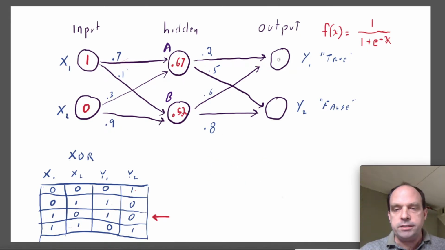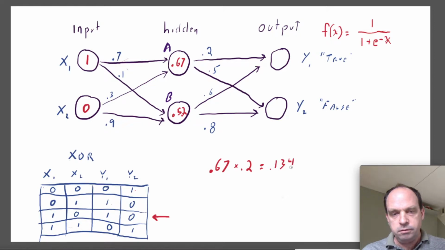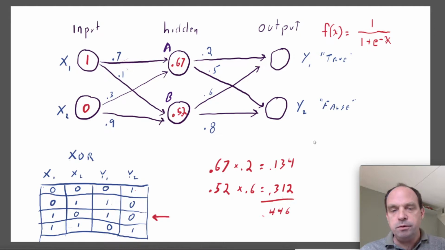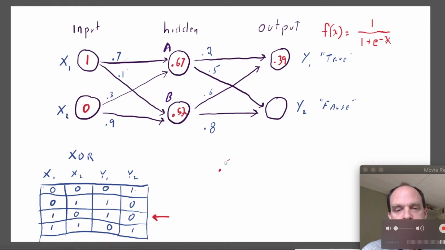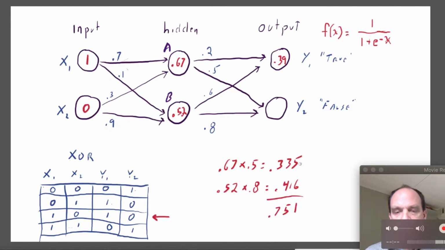We're now ready to work on the outputs. So for output y1, we have the value 0.67 times 0.2 is 0.134, and 0.52 times 0.6 is 0.312. So the weighted sum is 0.446. We plug that into the sigmoid function, and we get 0.39. For y2, we'll take 0.67 times 0.5 is 0.335, and 0.52 times 0.8 is 0.416. Our weighted sum is 0.751, and we calculate f of 0.751 and get 0.68.